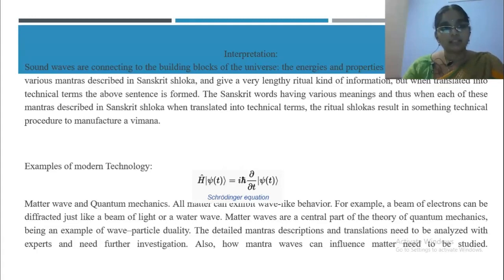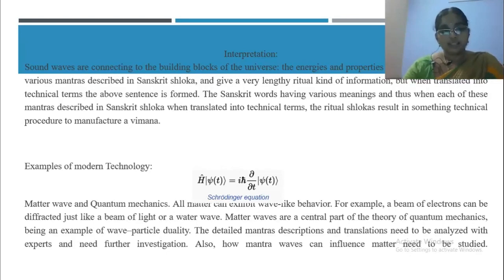So there are various mantras described in Sanskrit shloka that give very lengthy ritual kind of information, but when we translate it into technical terms, the above sentence is formed. So that's why the Sanskrit words have various meanings. It is a coded language, and thus when each of these mantras described in the Sanskrit shloka is translated into technical terms, the ritual shlokas result in a technical procedure to manufacture a Vimana.